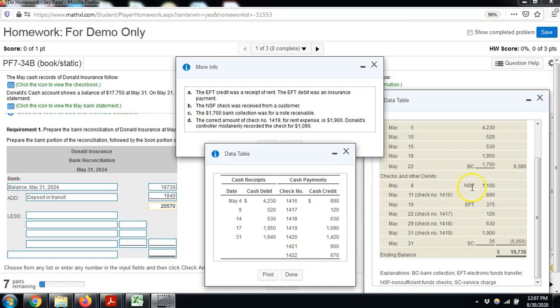So we're not going to quite deal with this yet. That's going to be on the book side because our accounting books think that we actually had this cash, but we really didn't. But our bank statement does include it. So this is not something we have to deal with yet.